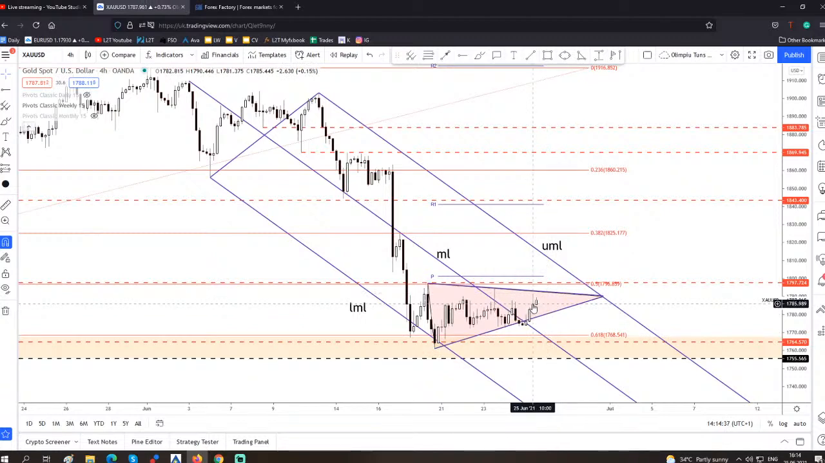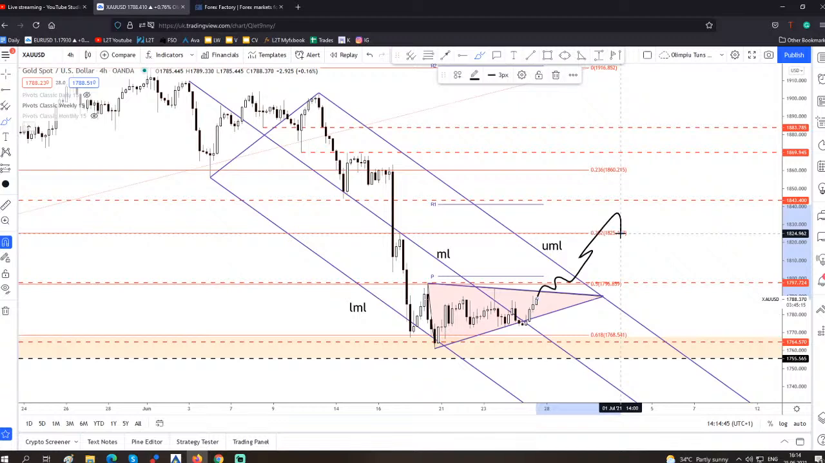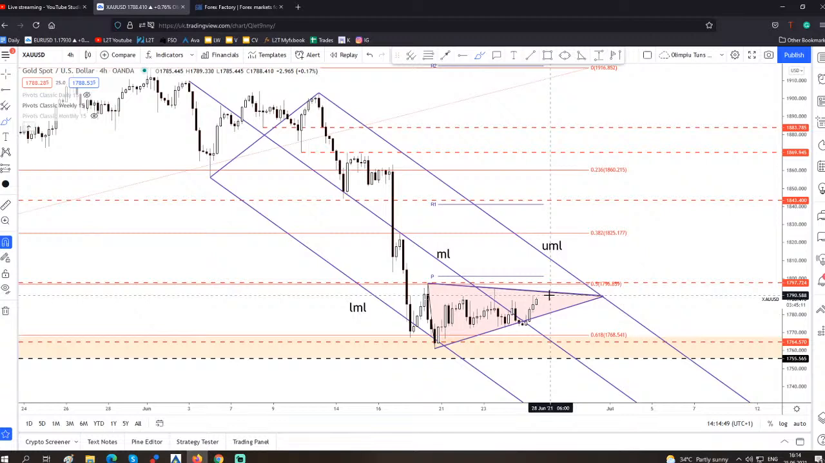And let's wait, because maybe a valid breakout here could really signal an upside movement. A strong upside movement could bring maybe a new long opportunity.